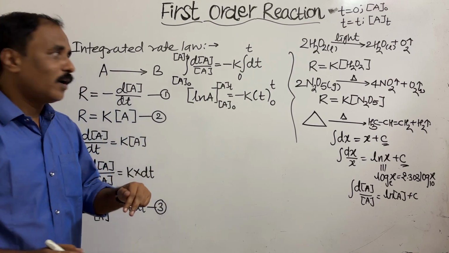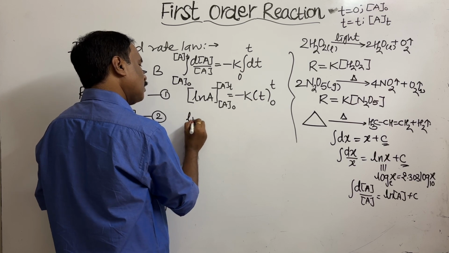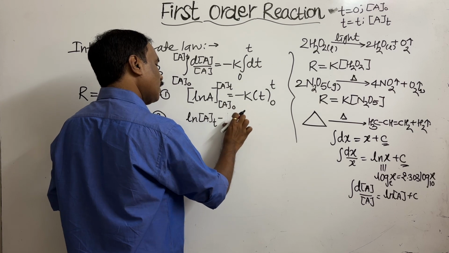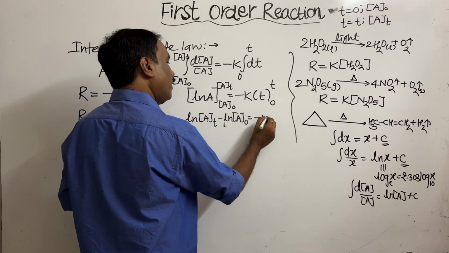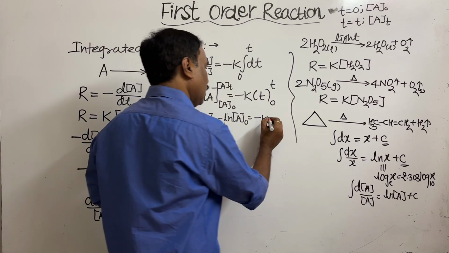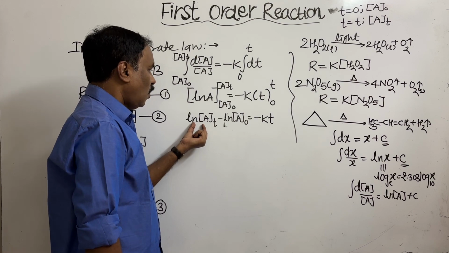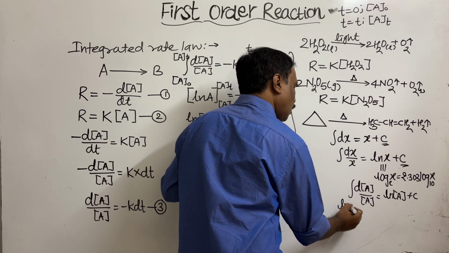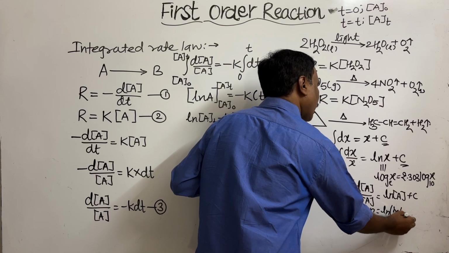Now put upper limit and lower limit. So here upper limit AT, यानी same equation we can write log of AT minus log of A0 is equal to minus k. यहाँ पर अपर लिमिट है t, लोअर लिमिट 0, यानी t minus 0, it is t only. Here it is t. In mathematics we know that log of m minus log of n is equal to log of m upon n.